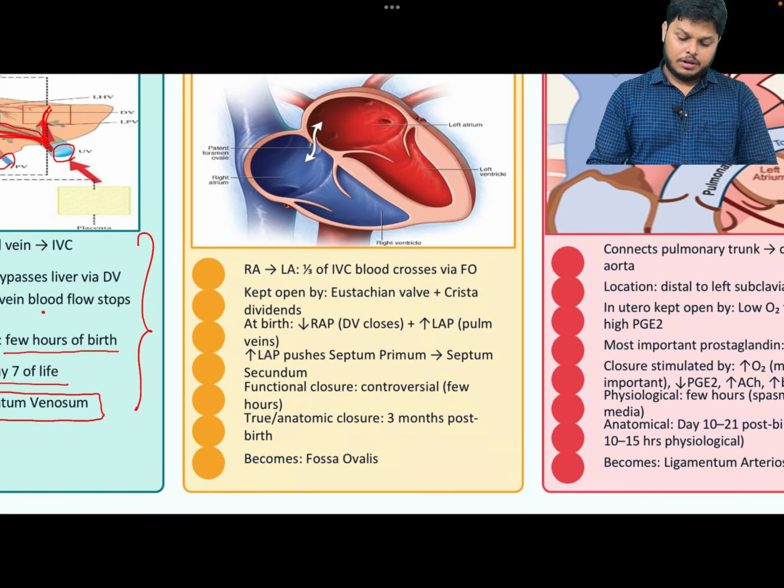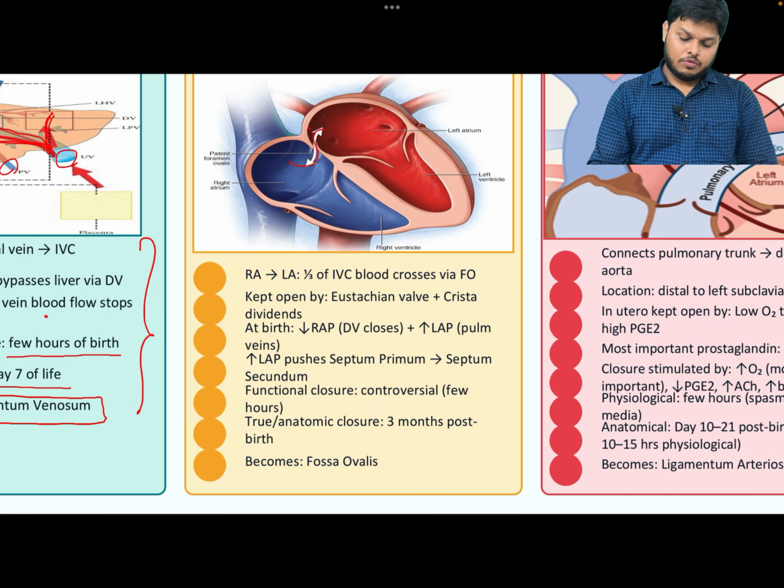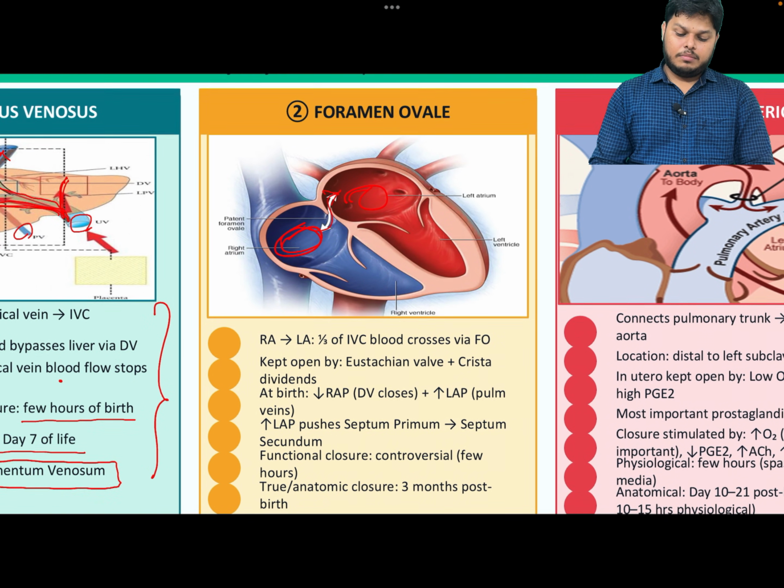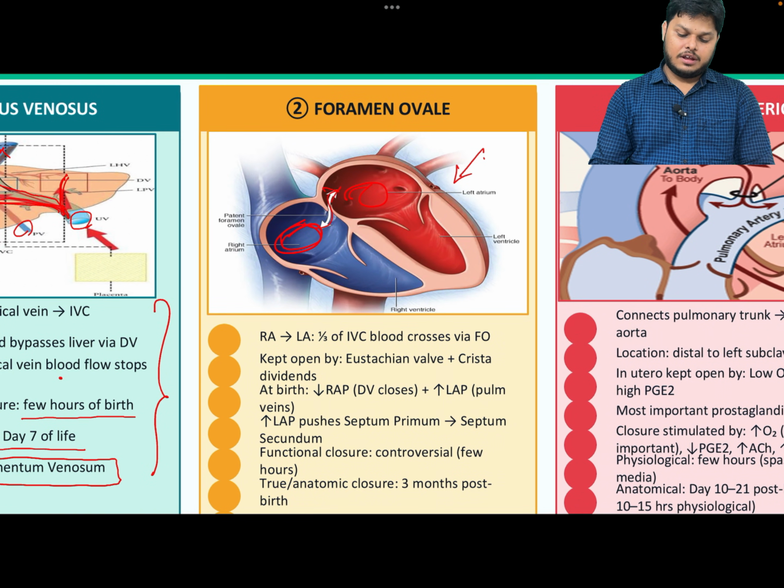Now come to the foramen ovale. This is the foramen ovale through which one third of the blood goes from the right atrium to the left atrium. When you see a diagram, this diagram is of a relatively older child. How do we know? Because the left ventricle is thickened.